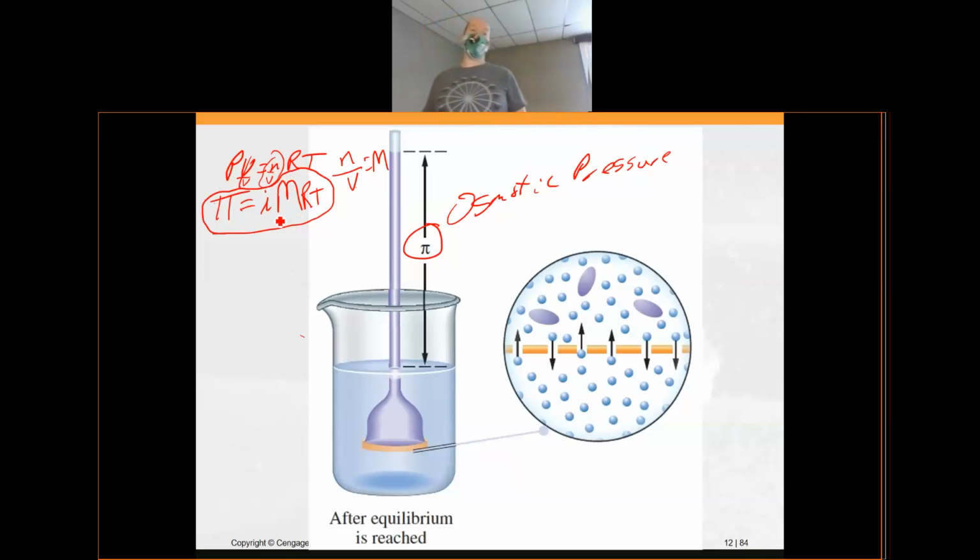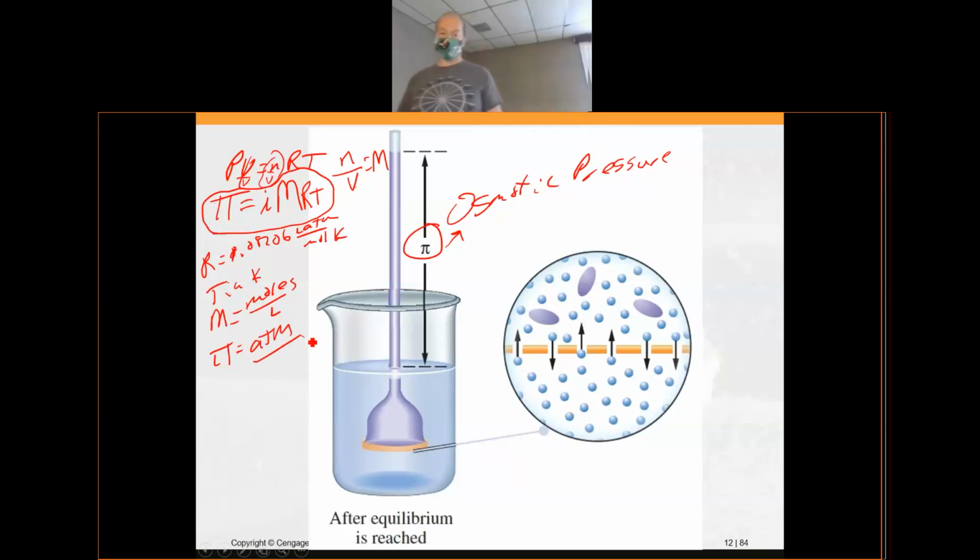So you have your i value, ions in solution. You're going to calculate the molarity, moles per liter of solution. The R value is the same as it is for the ideal gas law, 0.08206 liter atmosphere per mole Kelvin, which means your temperature has to be in Kelvin. And of course, capital M is moles per liter. Your pi is your osmotic pressure, and when you solve it using this equation, you're going to have units of atmospheres.